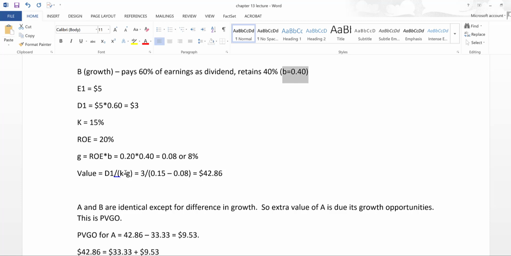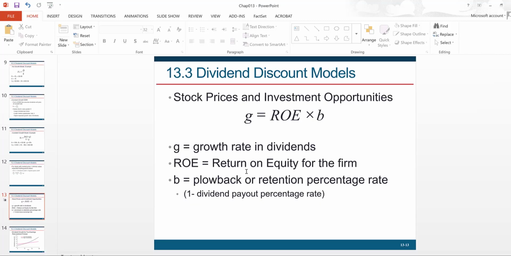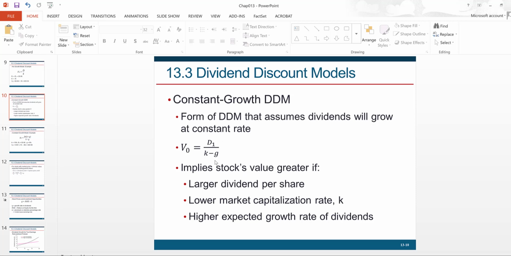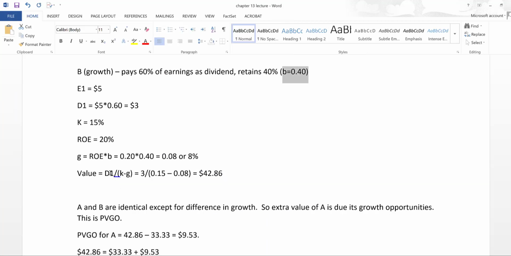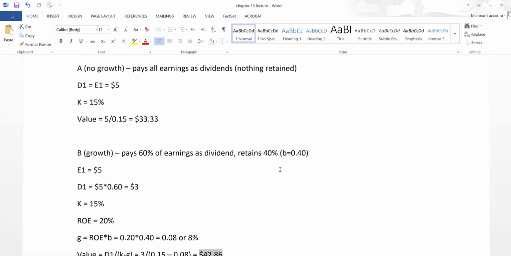What would be the value for this firm? So for value, we can use the constant growth model. So that would be D1 over K minus G. So 3 is the dividend for next year. K is 15%, G we estimated as 8%. So 3 over 0.15 minus 0.08, 15% minus 8%, and you get the value of this firm as 42.86. Okay, so here for the no growth firm, we got the value as 33.33.